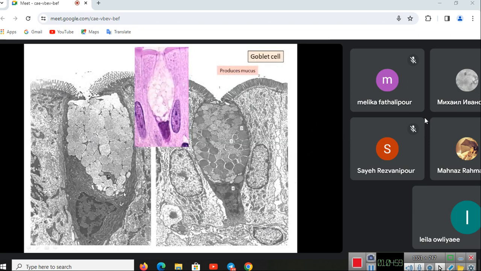Two electronograms of goblet cells and the light microscopy picture of this cell. So nucleus is triangular in shape in its lower part. It is surrounded with a lot of rough endoplasmic reticulum, which gives the basophilic staining of cytoplasm. You know that rough endoplasmic reticulum makes basophilic staining, and most of the cell is filled with non-stained granules with mucus.